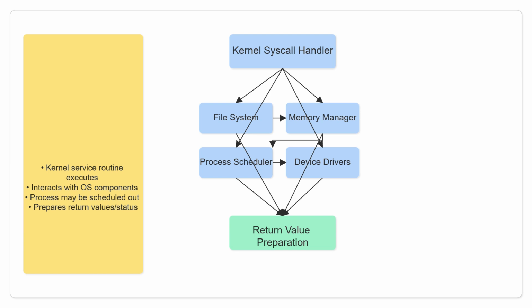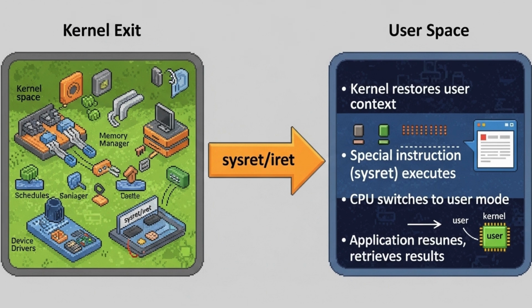During this time, the calling application's execution is typically paused. The kernel might even schedule other processes to run if the requested service involves waiting for I/O. This is a fundamental aspect of multitasking operating systems. The kernel diligently performs its task, ensuring data integrity and system stability. It's a complex dance of data manipulation, resource allocation, and often sophisticated error handling. Once the service is complete, the kernel prepares for its exit, gathering any return values or status codes that the user application needs.